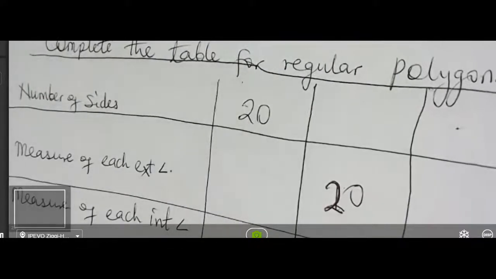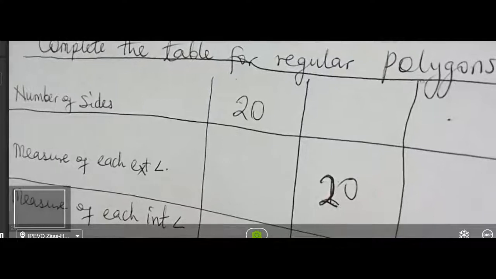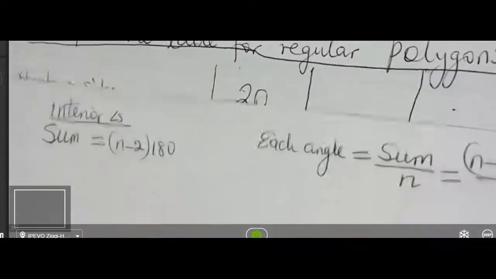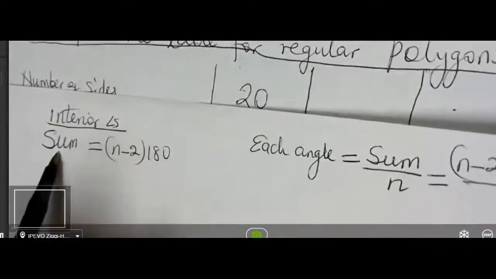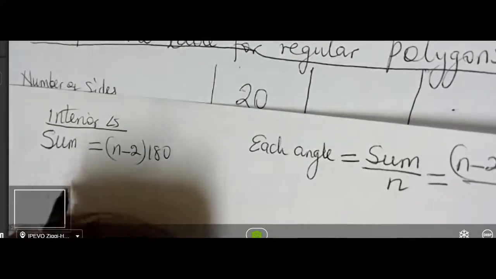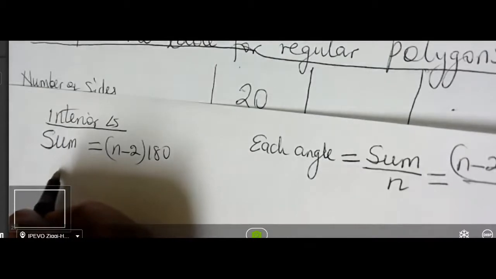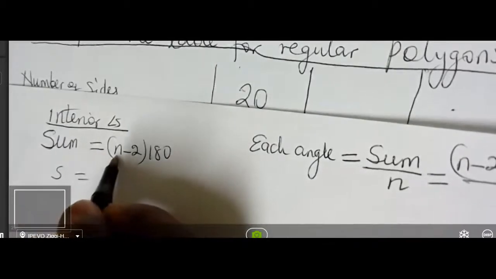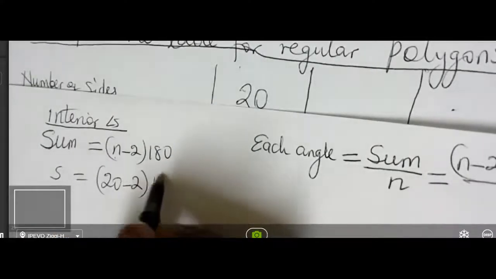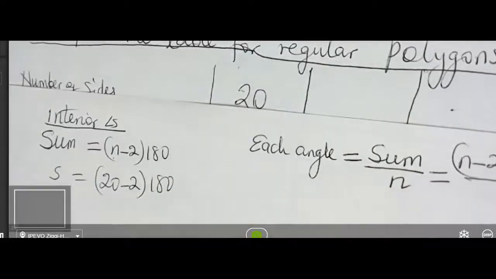If we know the number of sides, of course, the number of sides is going to correspond with the number of angles. So if it has 20 sides, then it has 20 angles also. Okay, so we use this formula. The sum of angles is going to be the number of sides, which we know is 20, minus 2, and then we multiply by 180.